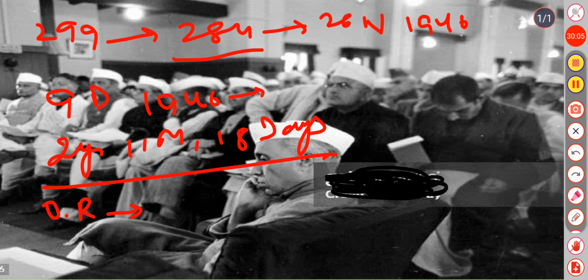According to the Objective Resolution, it was moved in the first session of the Constituent Assembly on 13 December 1946 by Pandit Jawaharlal Nehru. The objectives were embodied in the resolution. The assembly appointed the drafting committee with Dr. B.R. Ambedkar as the chairman on August 29, 1947. That is, Dr. B.R. Ambedkar was the chairman of the drafting committee, right?